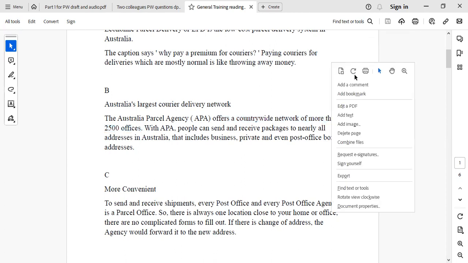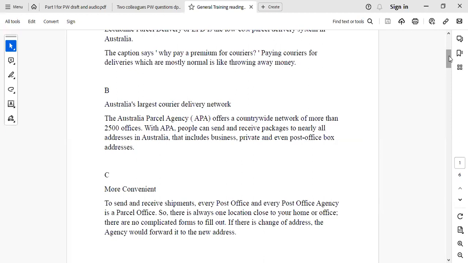All right, dear students, let's move on. Okay, let's continue. With APA, people can send and receive packages to nearly all addresses in Australia that include business, private, and even post box addresses. Perfect. We have more useful things coming up.